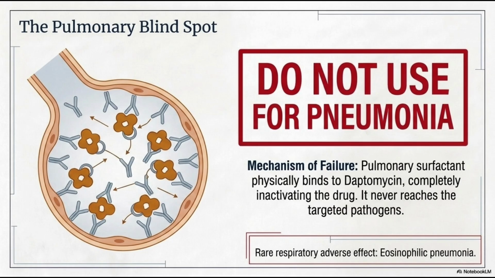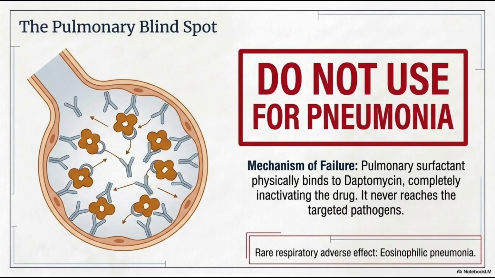Okay, so here's where it gets really interesting. Because that exact same lipid tail that makes it so effective is also its Achilles heel, especially in the lungs. Oh, yeah. This is a classic pimping question for rounds. Why can't we use daptomycin for gram-positive pneumonia? It's all about the pulmonary surfactant.